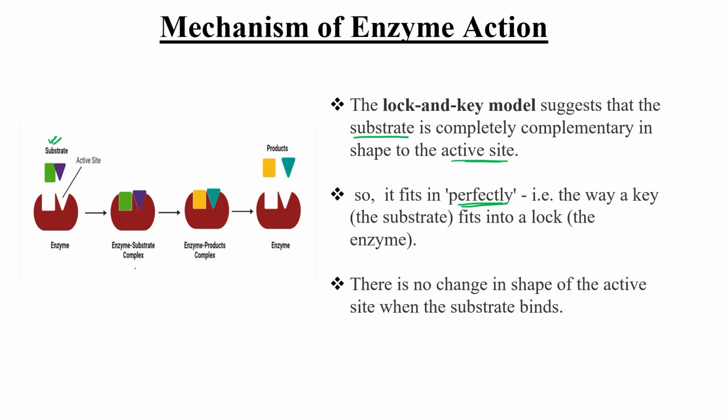And there is no change in the shape of the active site when the substrate binds to it. That type of shape is already present in the active site of the enzyme according to this hypothesis. After some time, this enzyme-substrate complex gets converted into an enzyme-product complex, when the old bond is broken down and a new bond forms. As the new bond has formed, this converts into the product and the enzyme separates out from the reaction.